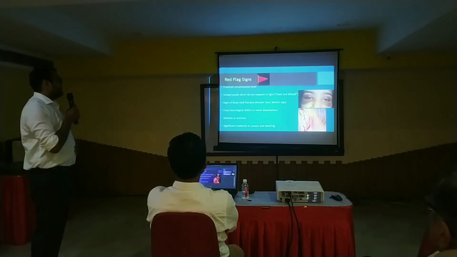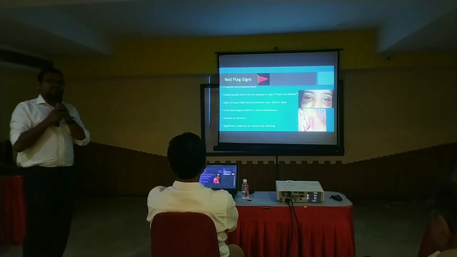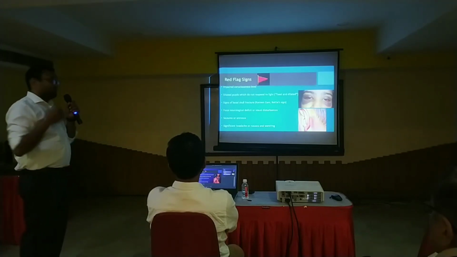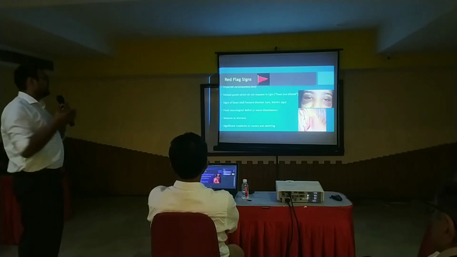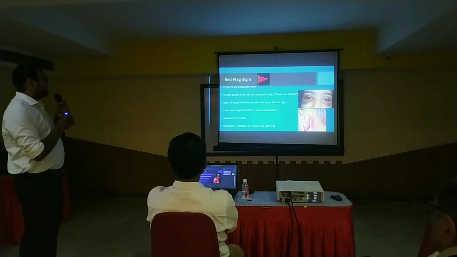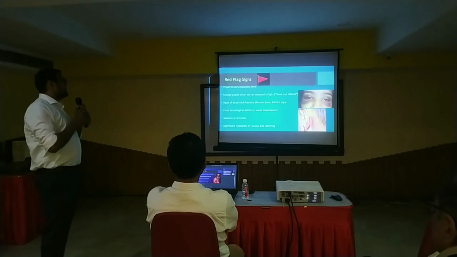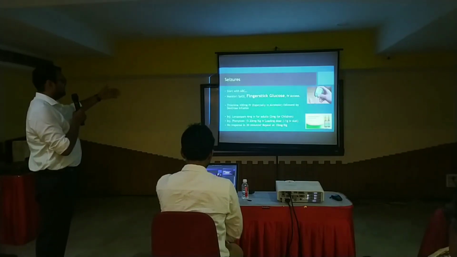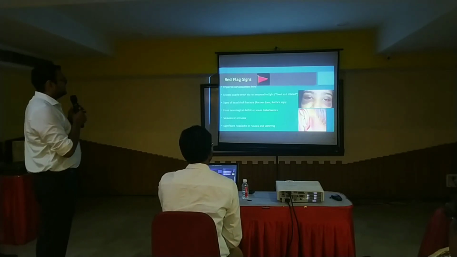Plus any focal neurological deficit or visual disturbances, like slurring of speech or any limb weakness or any visual disturbances. These are red flag signs in head injury. Similarly, seizure or amnesia, significant headache, and nausea and vomiting. So these are the red flag signs. We can have a look at those signs.